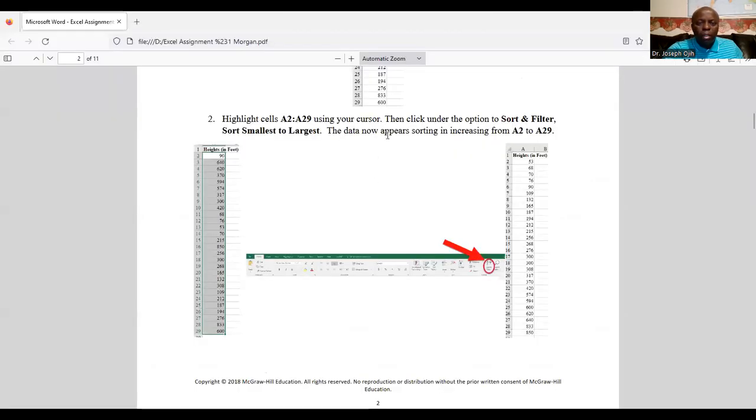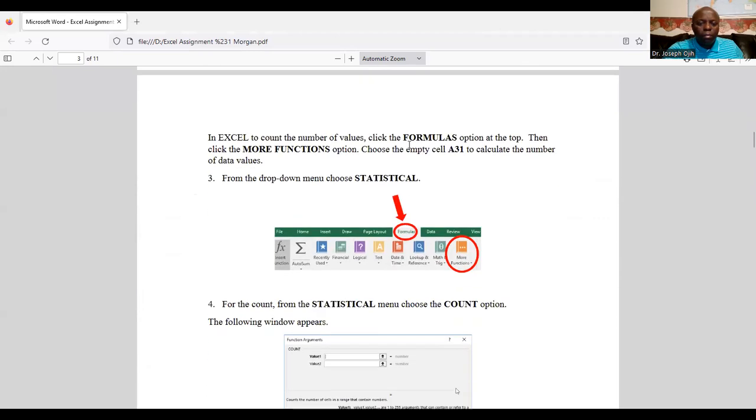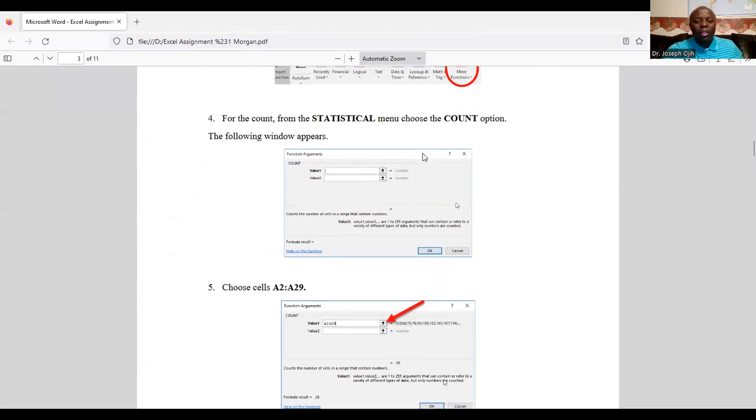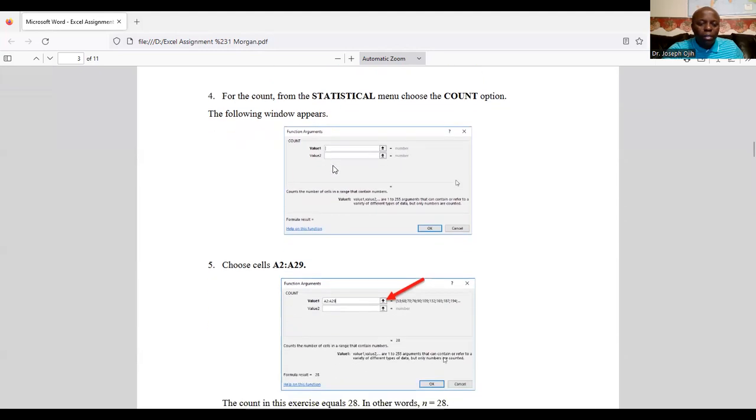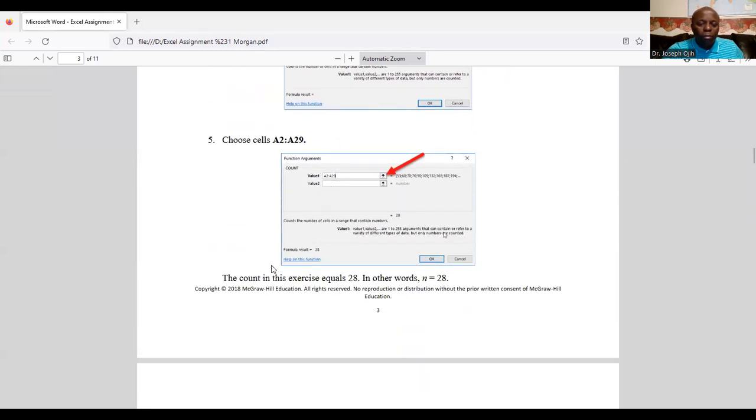It says, in Excel, to count the number of values, click the formulas option at the top, then click more functions option, then choose the empty cell A31, and calculate the number of data values. Number of data values, we don't need, let me see exactly if they need any particular class width.